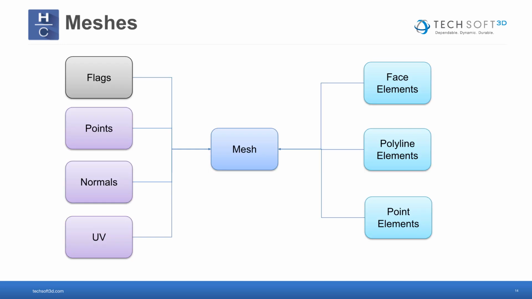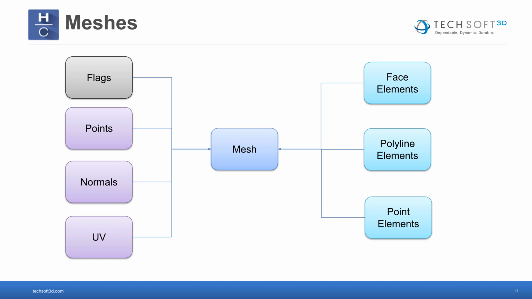So this is a picture that sort of illustrates how it all comes together. Here on the left, you see we have these different types: the points, the normals, and the UVs, combined with the flags, and that's attached to the mesh.